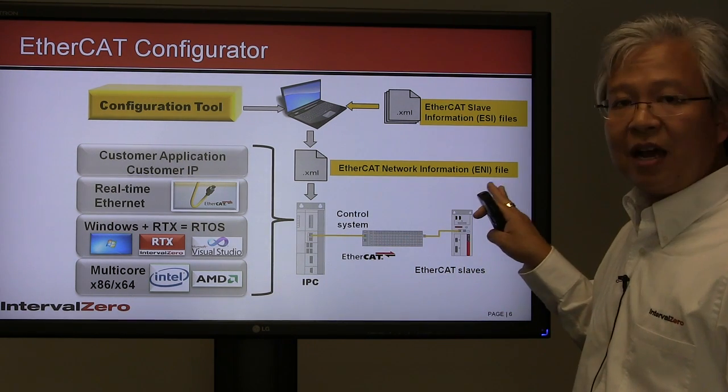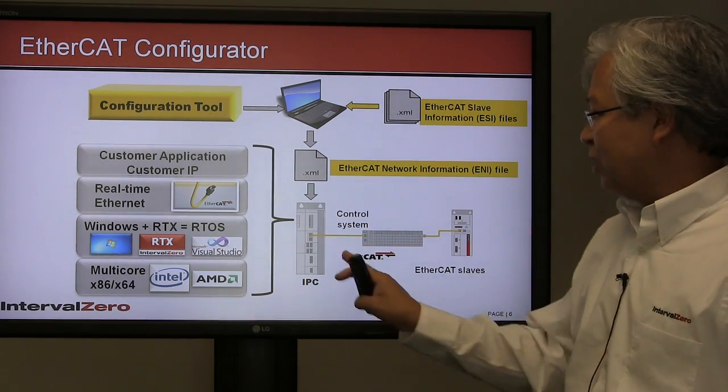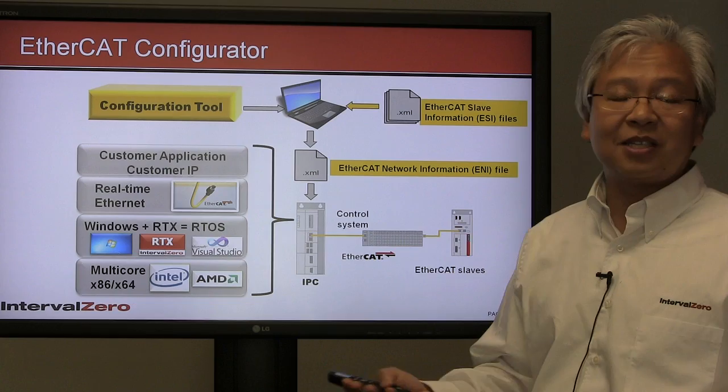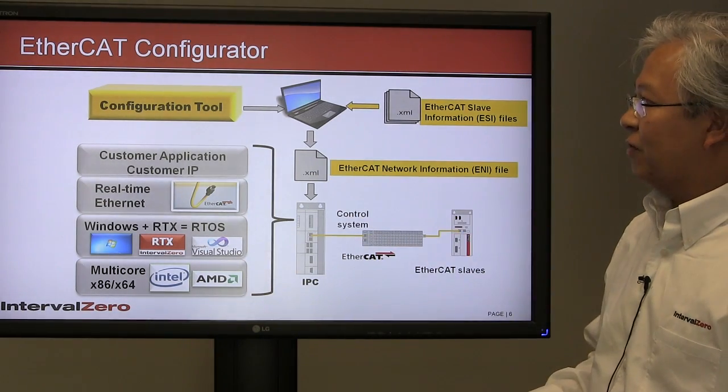So this ENI file is the recipe that describes your entire EtherCAT network. And this file is key because it tells the EtherCAT master how to communicate to every single one of the slaves, even up to 65,000 nodes. Okay? So let's look at this configuration tool.